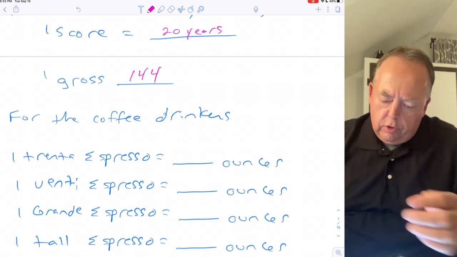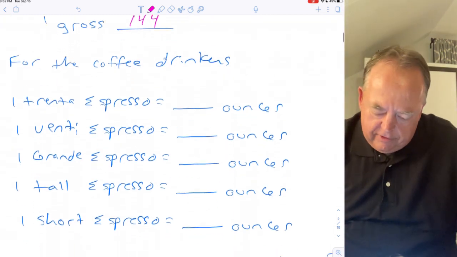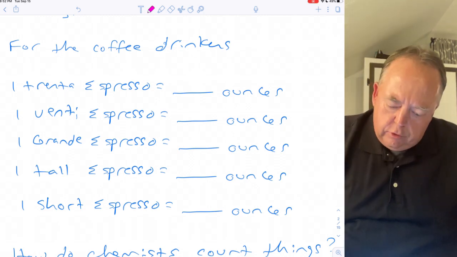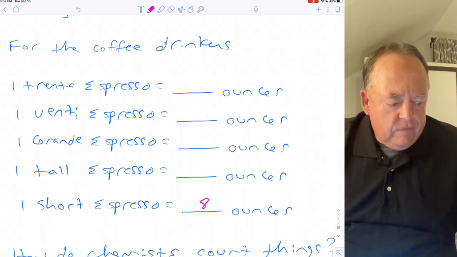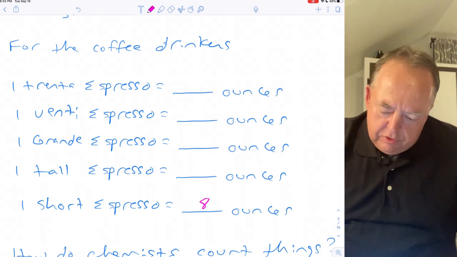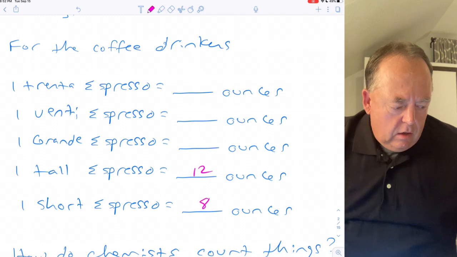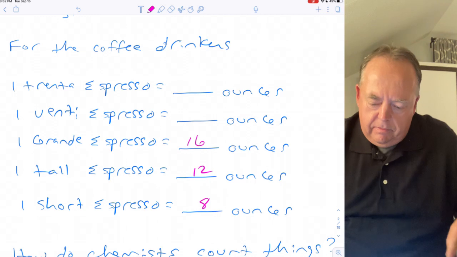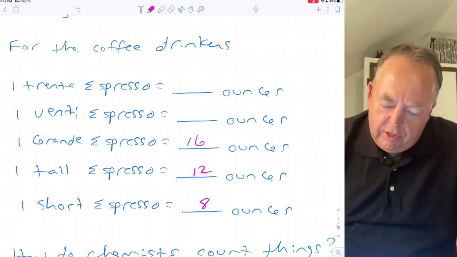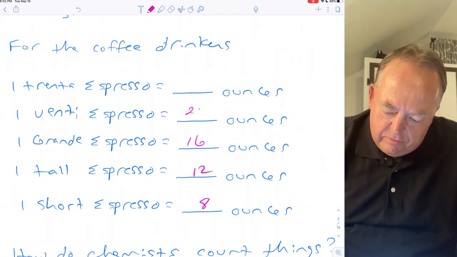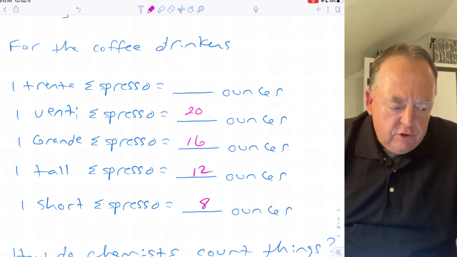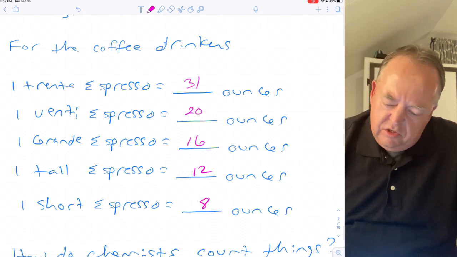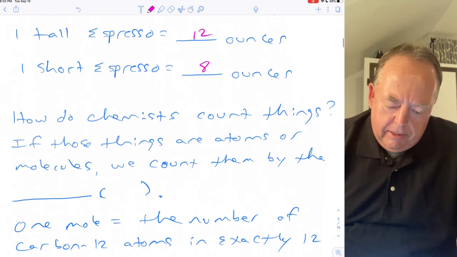For those of you who are coffee drinkers, I don't drink coffee. I love the way it smells, but never acquired the taste. But maybe you like to drink coffee, so a short espresso would be 8 ounces, right? Or if you want a tall espresso, that would be 12 ounces. Or a grande, that would be 16 ounces, but maybe that's not enough for some of you. You can get bigger, right? You can get a venti, that would be 20 ounces, or for the serious coffee drinker, you could get a Trenta, that would be 31 ounces. So again, just different units that people use to count things by.